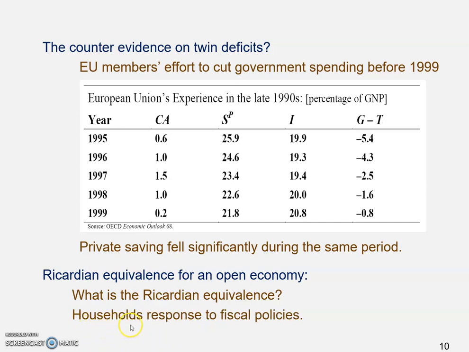Simply speaking, we're saying that households respond to fiscal policies. And of course, this could be true the other way around. When the government increases the budget deficit, then the private sector may cut their spending and save the money for the future tax.